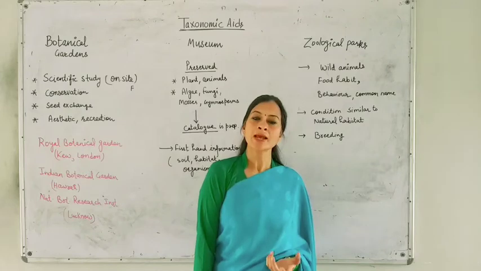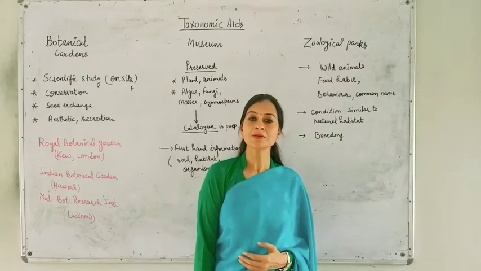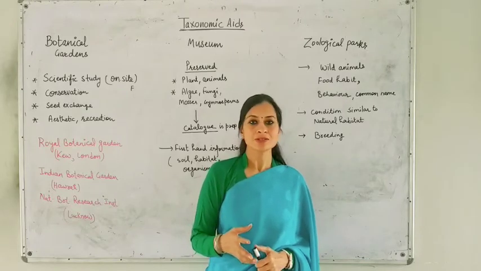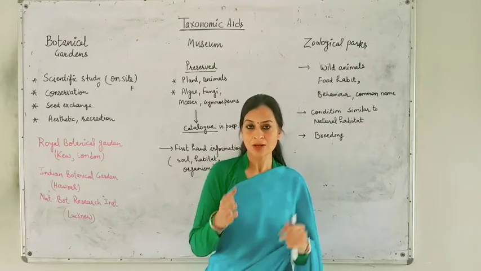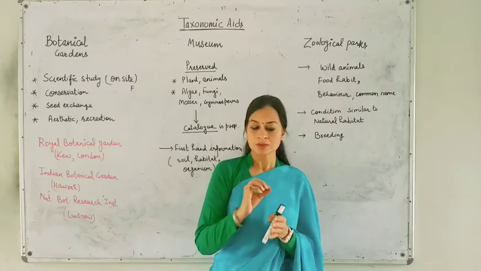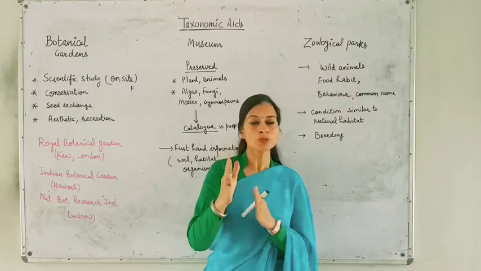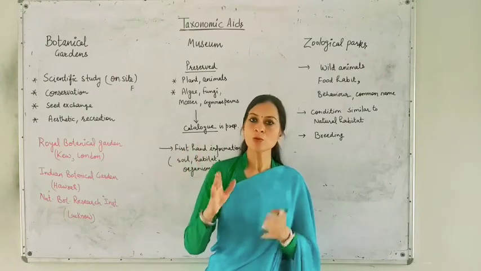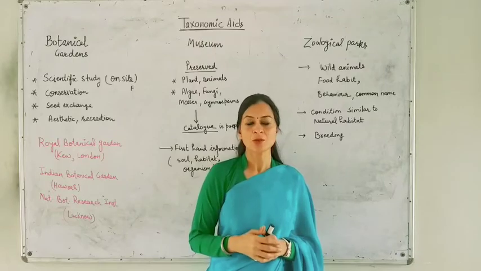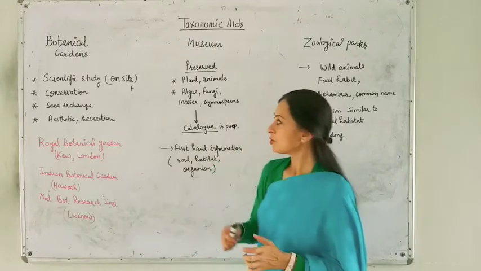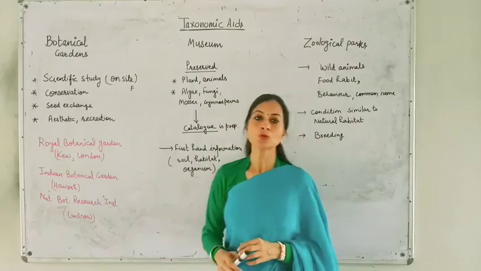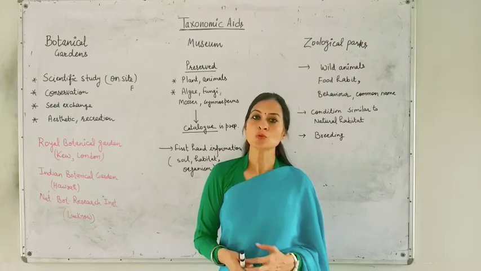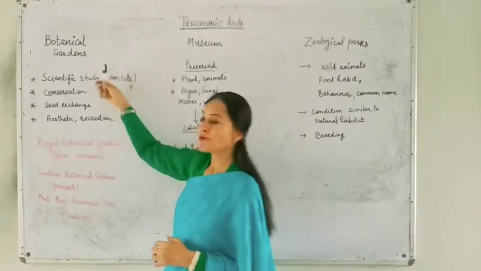Herbarium is actually a collection of dried and preserved plant specimens with their correct identifying features labeled on a slip, which is pasted with the dried plant specimen on a common sheet for reference. Okay, so now let's have a look at how these three different types of taxonomic aids are going to help us in different types of taxonomical studies. First of all, let's have a look.